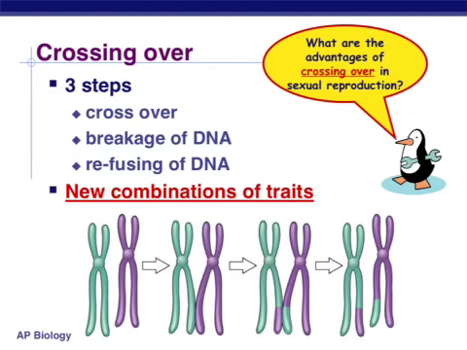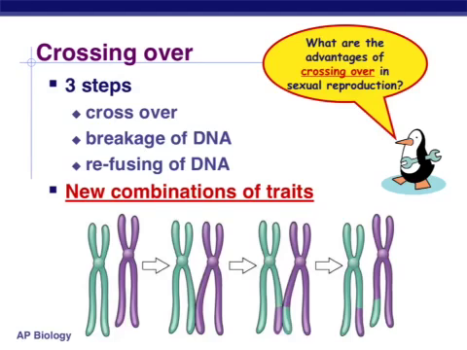Okay, so crossing over happens in 3 steps. There is the actual crossover, then there's the breakage of DNA off of one chromosome, and then the refusing of DNA onto the other chromosome, and not refusing as in I don't want to do it, but refusing as in I'm reattaching myself. So what this gives us is a new combination of traits.